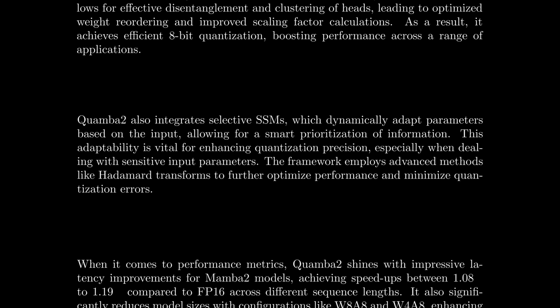QAMBA 2 also integrates selective SSMs, which dynamically adapt parameters based on the input, allowing for a smart prioritization of information. This adaptability is vital for enhancing quantization precision, especially when dealing with sensitive input parameters. The framework employs advanced methods like Hadamard transforms to further optimize performance and minimize quantization errors.